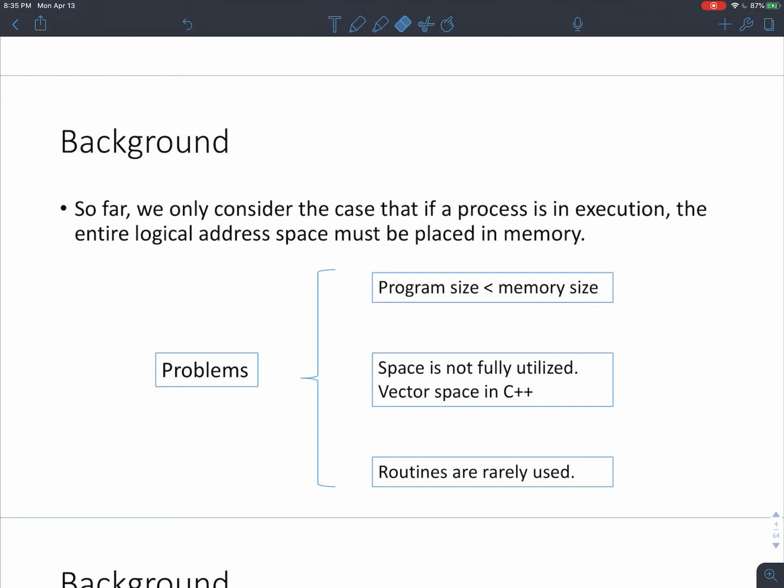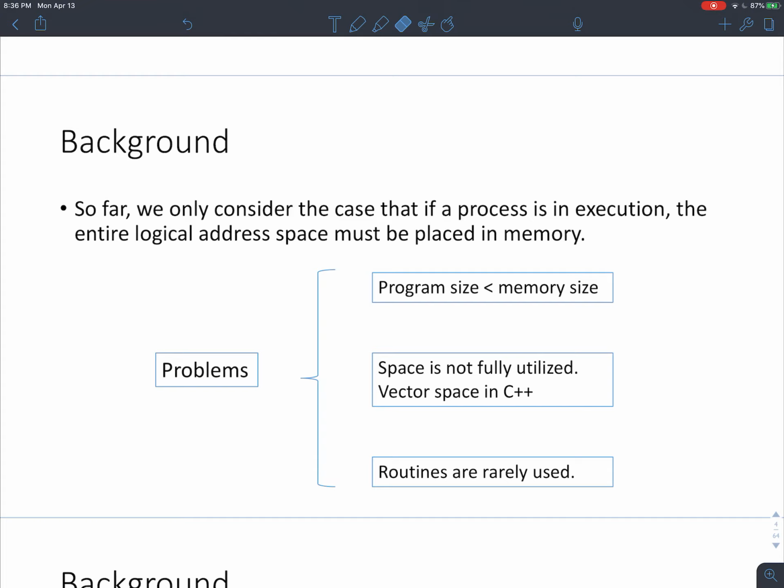So far we only considered the case where we have a process and the process has a virtual memory space, and no matter how large the virtual memory space is, we assume that all of this space has already been placed in memory in order for the process to be executed. However, this may give us some big problems. One limitation is that the memory space size of the process must be smaller than the physical memory size.